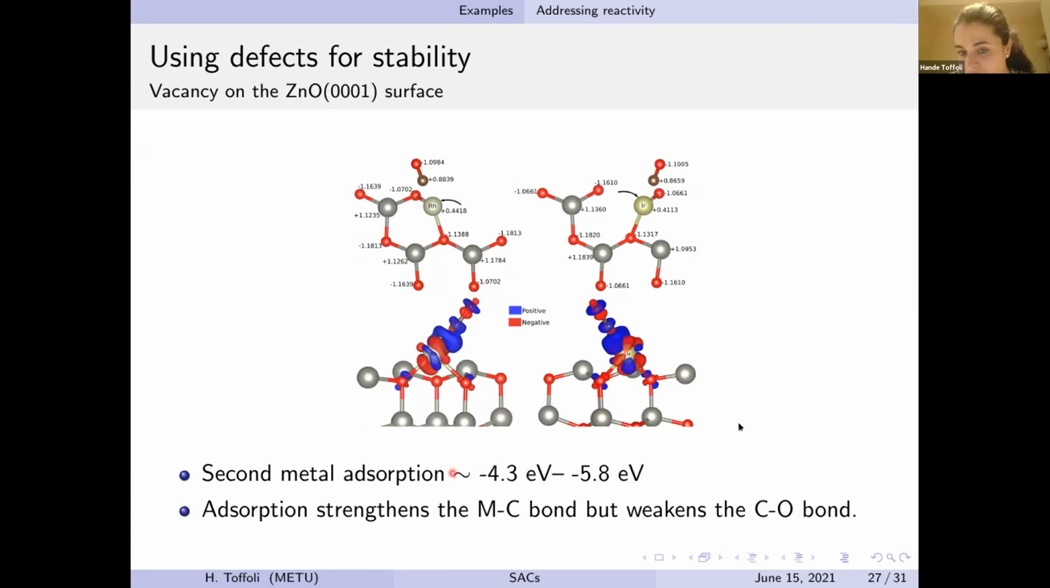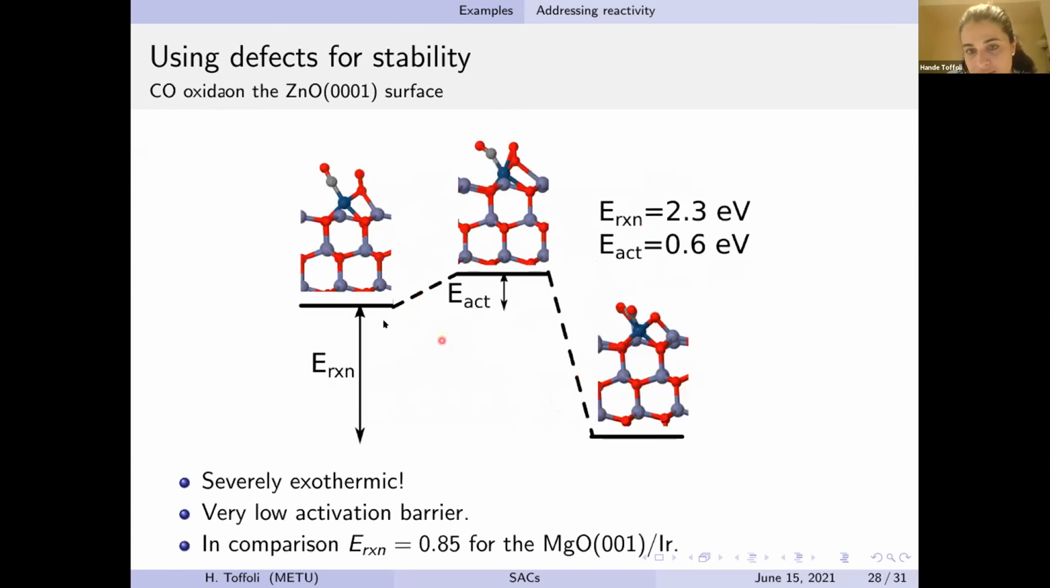So it's still a large energy, but it's not worse. And as you can see, the bonding orbital that you can see on oxygen is now depopulated. So it works as we expect. And in fact, when we used this defective system to study the oxidation, the activation barrier was found to be 0.6 eV.